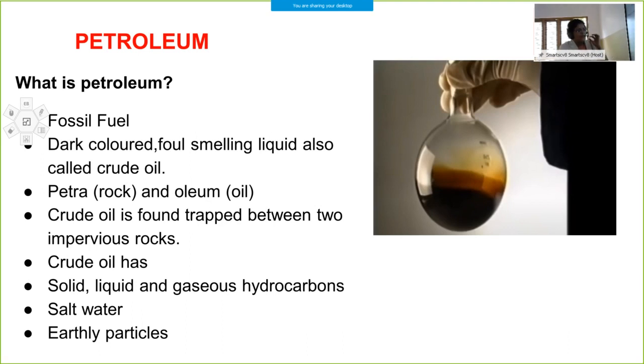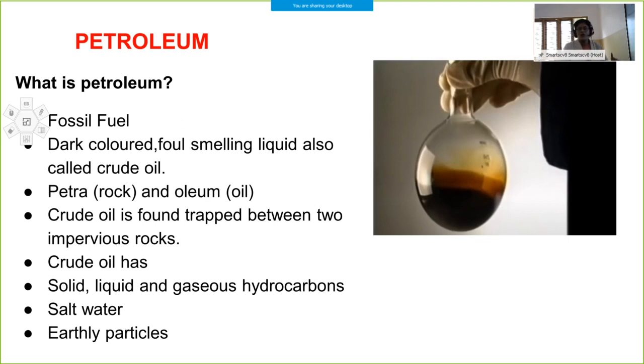Now what does this crude oil contain? It has solid, liquid and gaseous hydrocarbons. Gaseous hydrocarbons means the natural gas. Natural gas is what we call compressed natural gas, and we use it as a fuel in vehicles and all. We'll see the various hydrocarbons which are obtained from crude oil in the next class. So crude oil has solid, liquid and gaseous hydrocarbons.